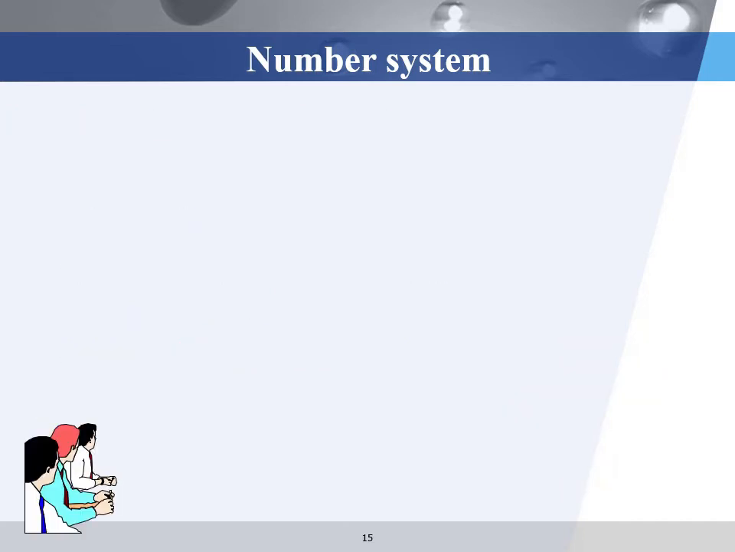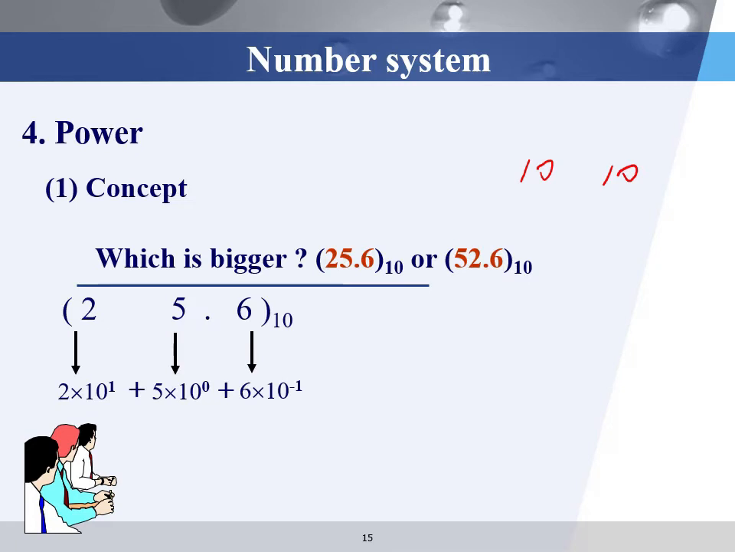Because the number may be in different number systems, sometimes it's not easy to compare the real value of the number. For example, we have this number and this number. It's not easy to know which one is greater or which one is smaller because we have to know the base of the number, or which number system the number belongs to. So we have to study the concept of power.